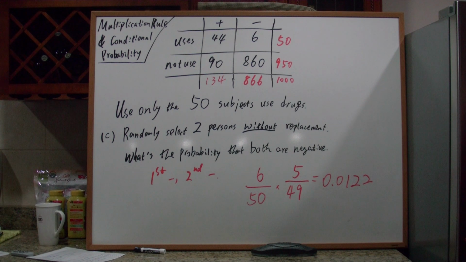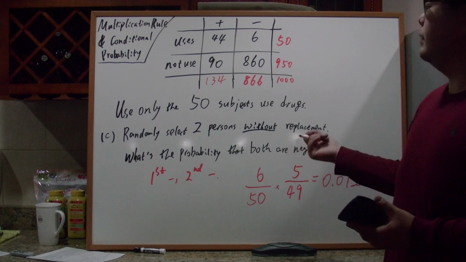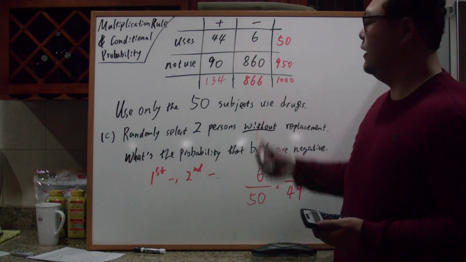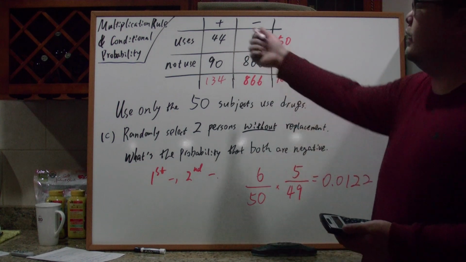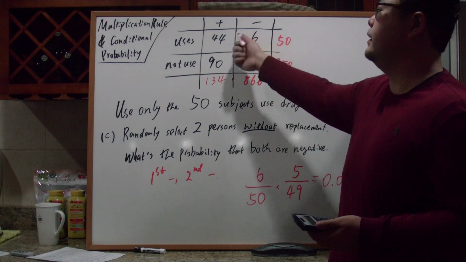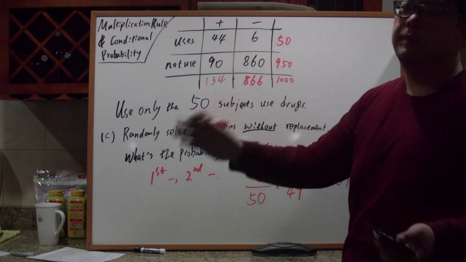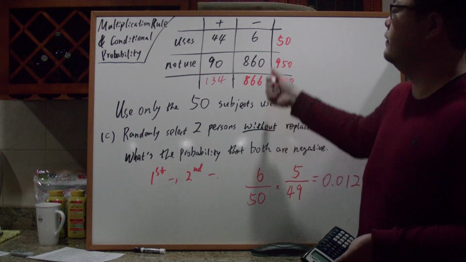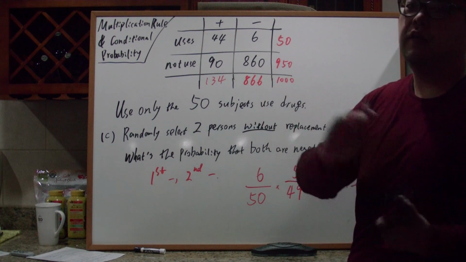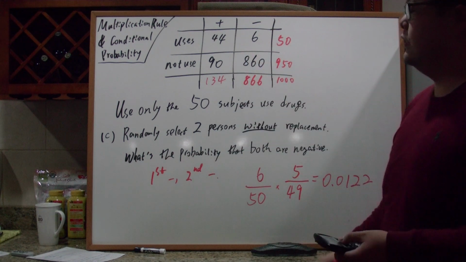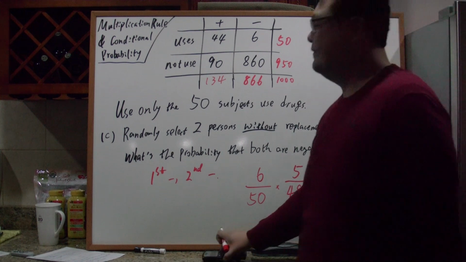That's without replacement. Of course, if you're thinking about the other type, with replacement, then everything will be put back. The one you select will be put back, so no number will be changed. If the first is positive and the second is negative, that will be 44 over 50. Then put the person back. Then for negative, that's still 6 over 50. For both negative, the first one is 6 over 50, but the person selected is put back, so the second person will still be 6 out of 50.